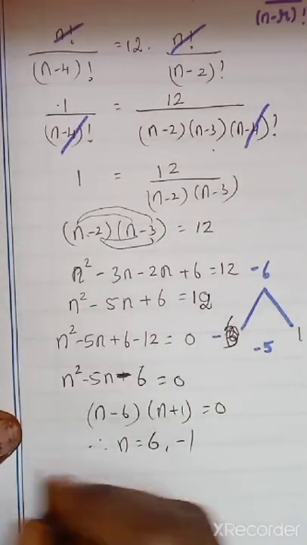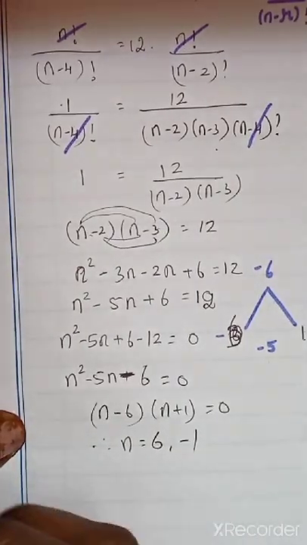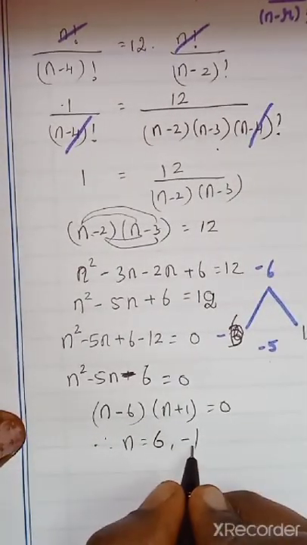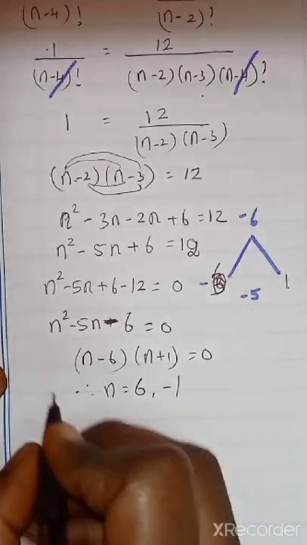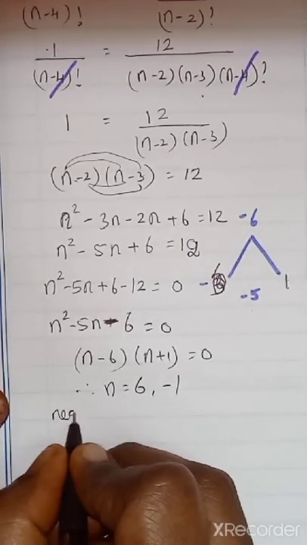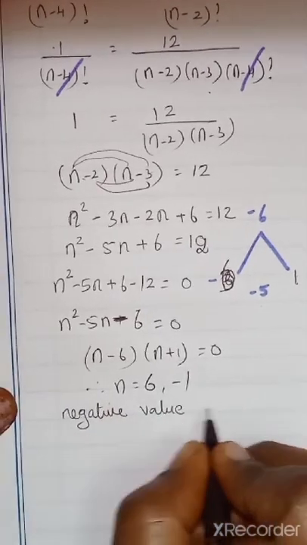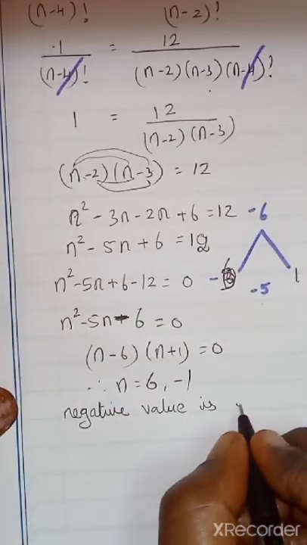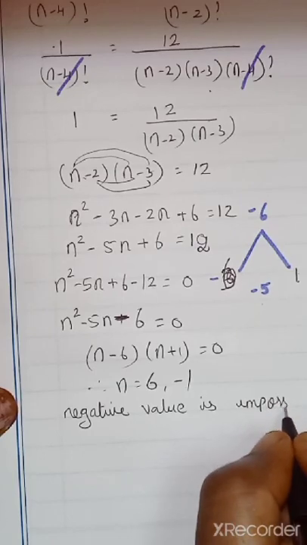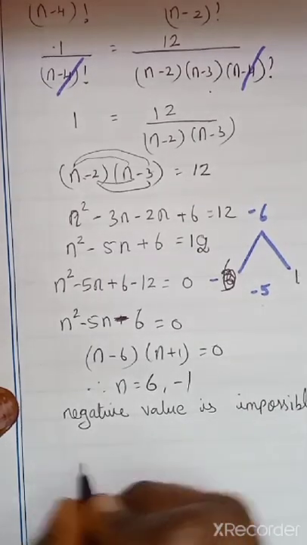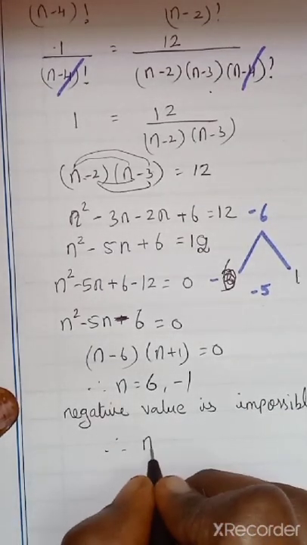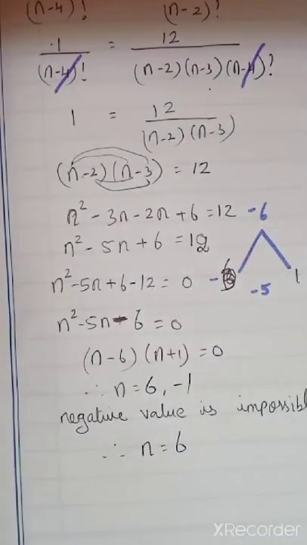So a negative value is not possible. Minus 1 we are getting, no? So minus 1 means negative, that is negative value is impossible, right? Therefore, what is your n value? 6. Is that clear?